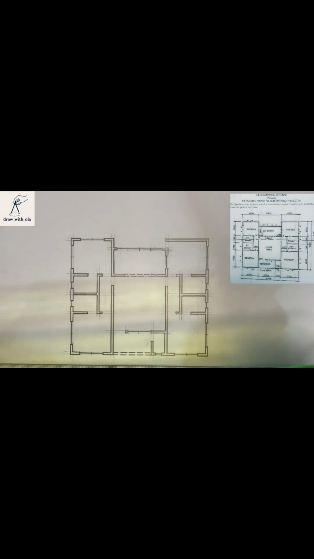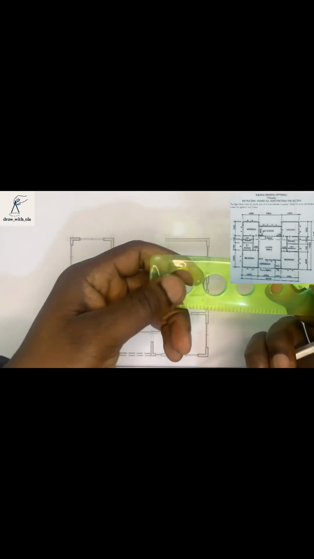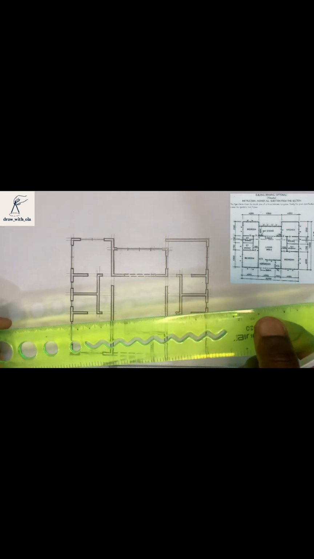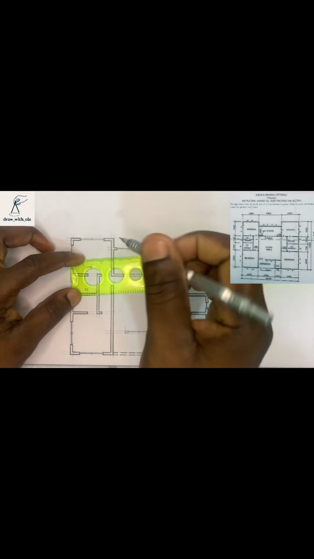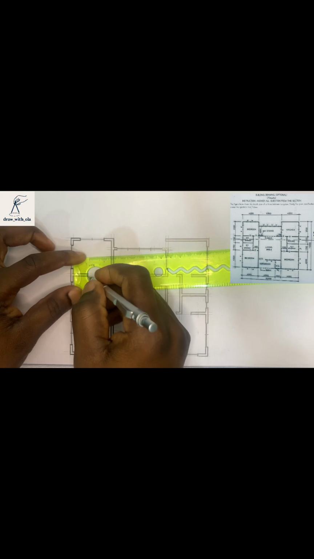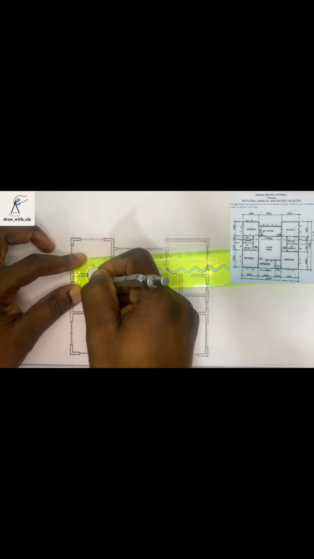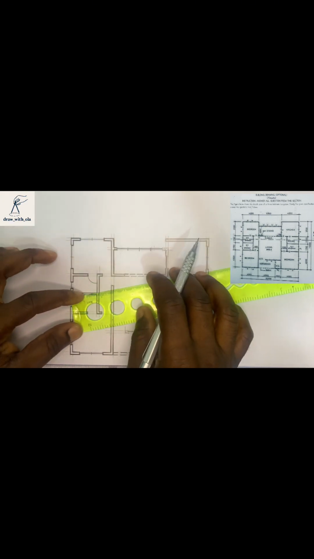Now next, pick a circle guard. Okay, so this is what a circle guard is. It comes in different sizes. So pick a circle guard. That's what we'll be using to draw our doors.